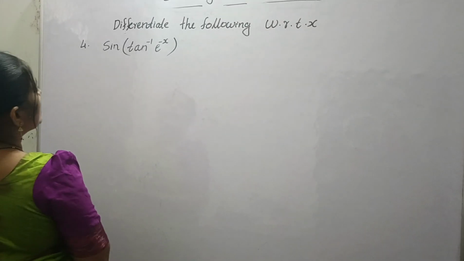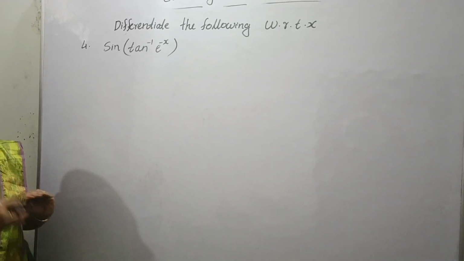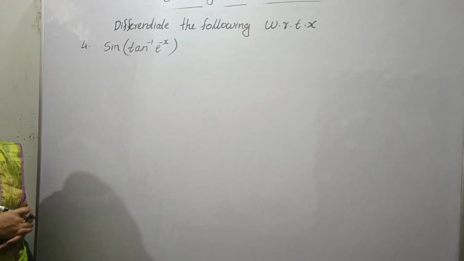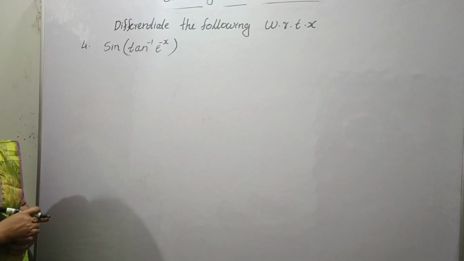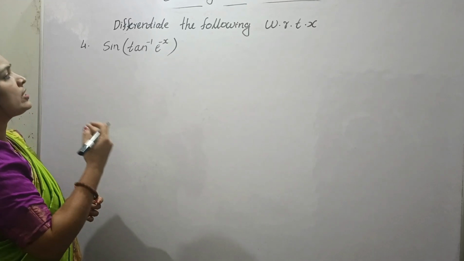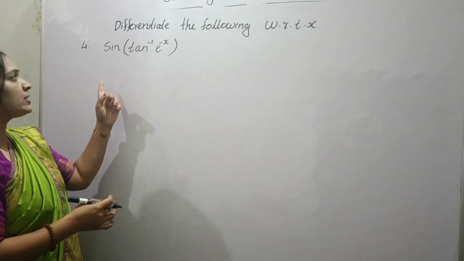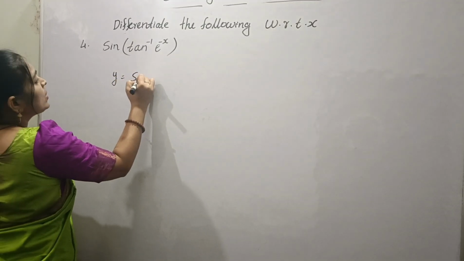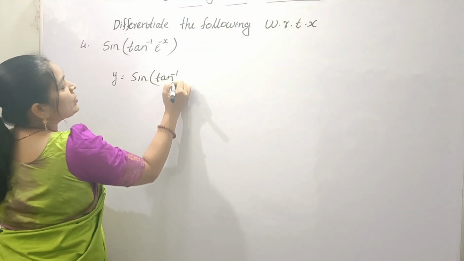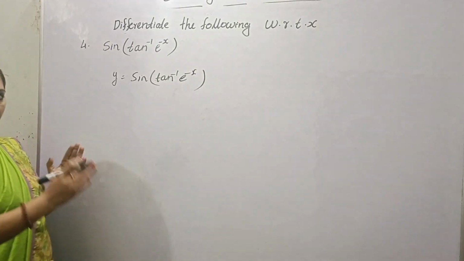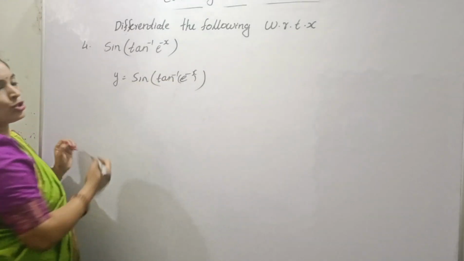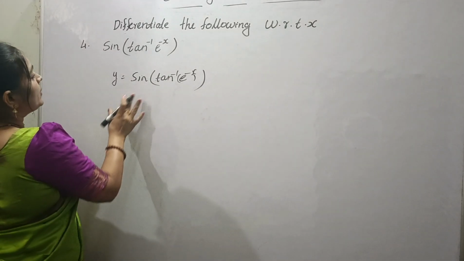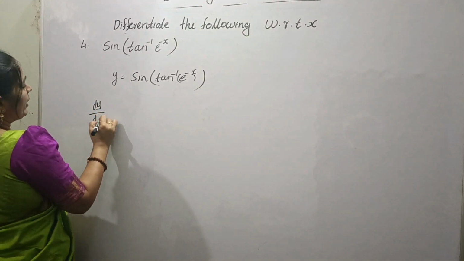Differentiate sine of tan inverse e raised to minus x. Okay. So here also we have to apply chain rule. In almost all the problems we will have to apply this chain rule. So first of all, let's write y is equal to sine of tan inverse of e raised to minus x. Tan inverse of e raised to minus x. Now here we have to find dy by dx.